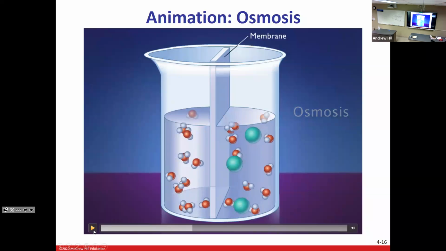Let me stop that for a second. So the idea here is we have a plastic membrane and it's porous. The pores are just big enough so that the water molecules can get through, but they're quite small pores. So this next molecule won't be able to get through.